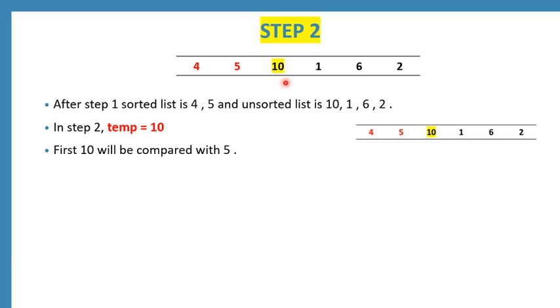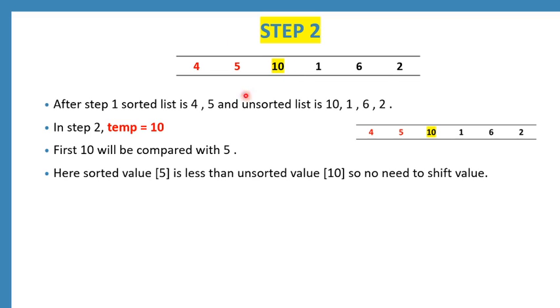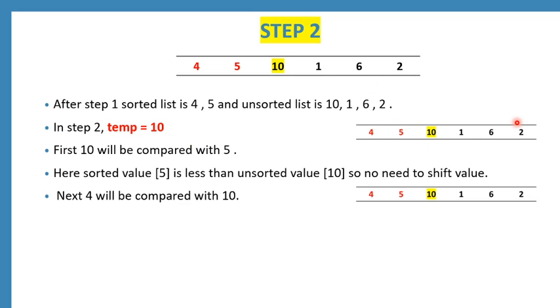5 is a sorted value and 10 is an unsorted value. Here the sorted value is less than the unsorted value, so no shifting will be done. After this comparison, our list will remain like that. Now again, 4 will be compared with 10. Again 4 is a sorted value, 10 is an unsorted value, and the sorted value is less than the unsorted value. Again no shifting will be done, so our list will be like this.